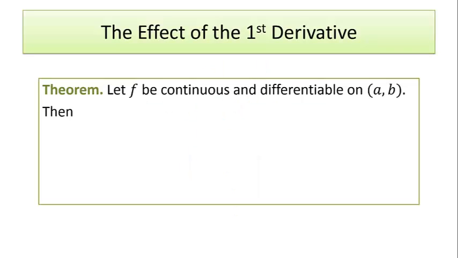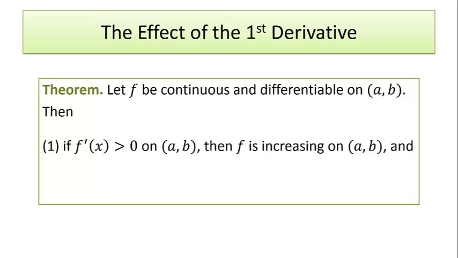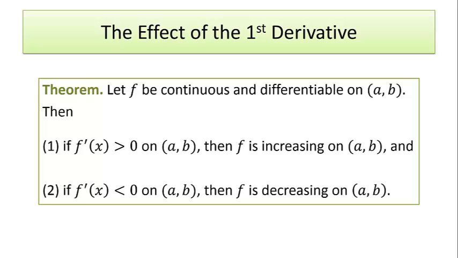Let f be a continuous and differentiable function on an interval from a to b. Then, if the derivative f prime is positive on the interval from a to b, then f is increasing on that interval. And if the derivative f prime is negative on the interval from a to b, then f is decreasing on that interval. Let's look at an example.